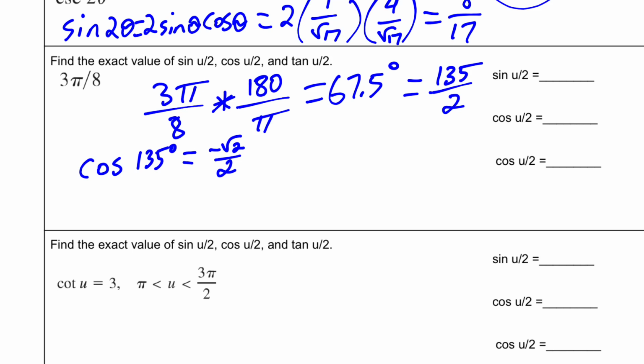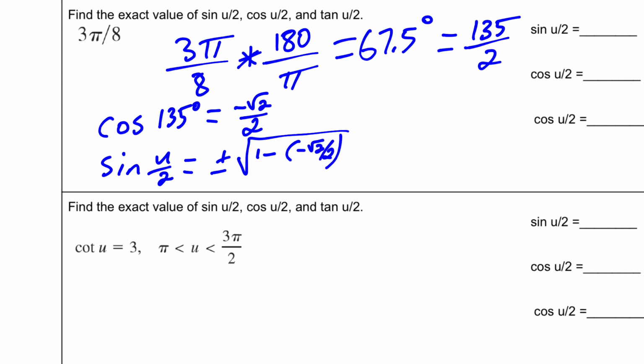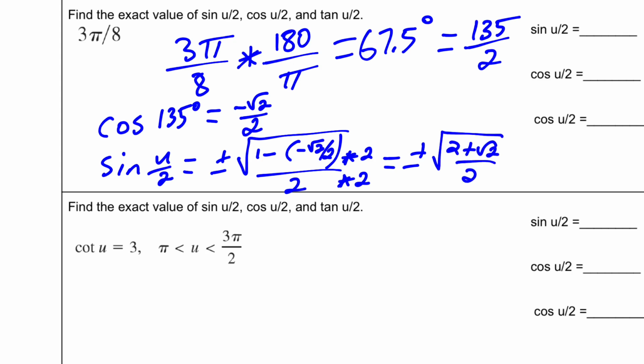And I'm going to use that and plug it into this other formula, because the sine of u over 2 is equal to plus or minus the square root of 1 minus the cosine of 135, which is negative root 2 over 2, all over 2. If I want to cancel out this, I can do times 2 and times 2. So this becomes plus or minus the square root of 2 plus root 2 over 2.